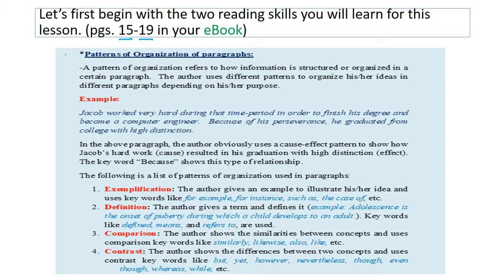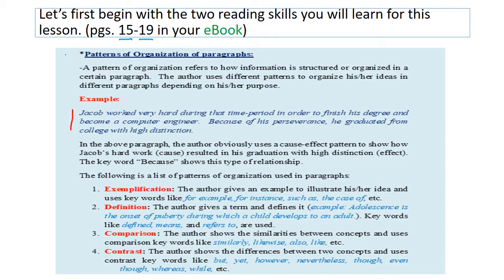Now, as you know, in a certain paragraph or in a text, the author organizes their ideas in a certain way. Okay, a pattern of organization refers to how information is organized or structured in a certain paragraph. The author uses different patterns to organize his or her ideas in different paragraphs depending on his or her purpose, depending on what they want to tell us. Let's take a look at this example here.